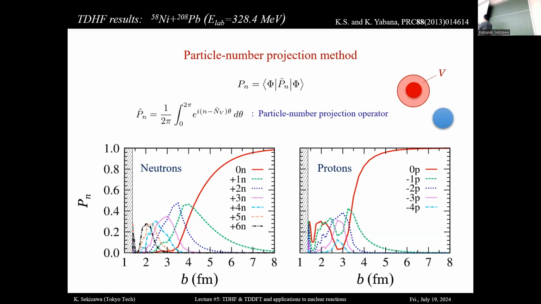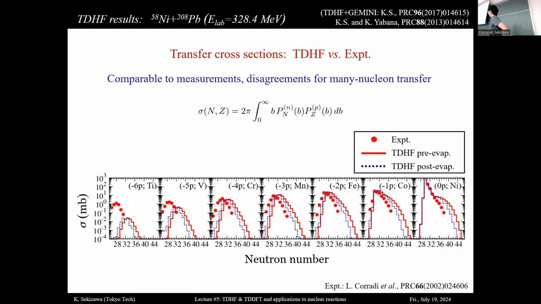Okay, thank you. So anyway, from the TDHF calculation with particle number projection, you can get this kind of transfer probabilities as a function of impact parameter. And then you can integrate these probabilities over the impact parameter to calculate the cross section. And we can compare with experimental data.